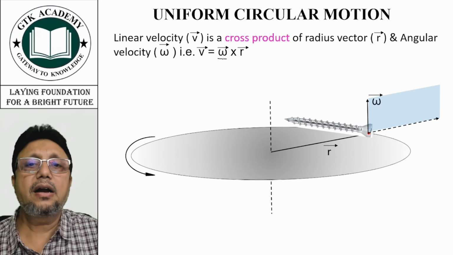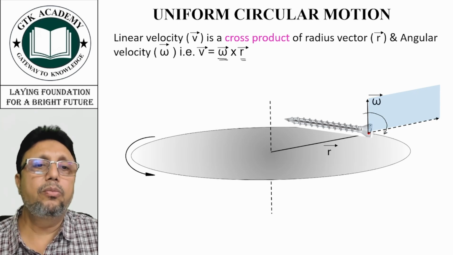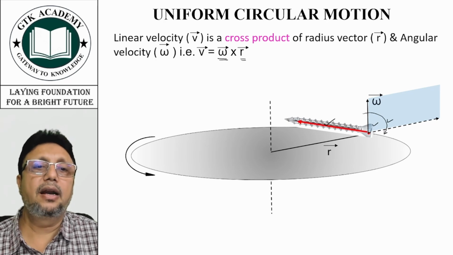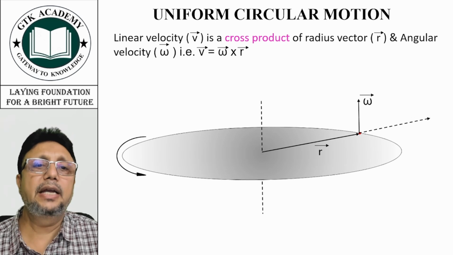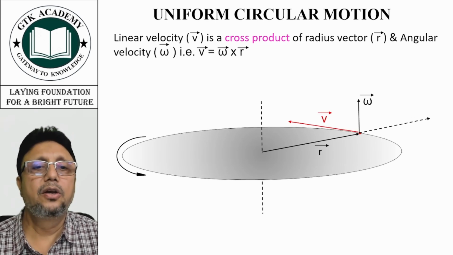Now it is omega cross r. So if you start from omega and go to r like this, and rotate this screw in the direction shown by this curved arrow, it is going to move in the direction shown by the red line. That means this is the direction of V.